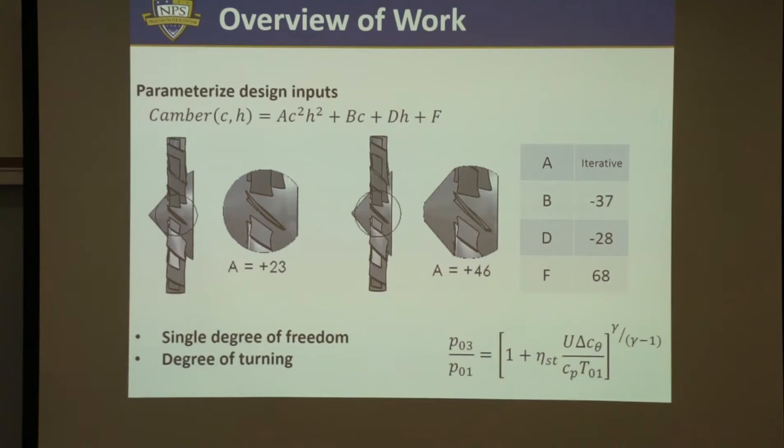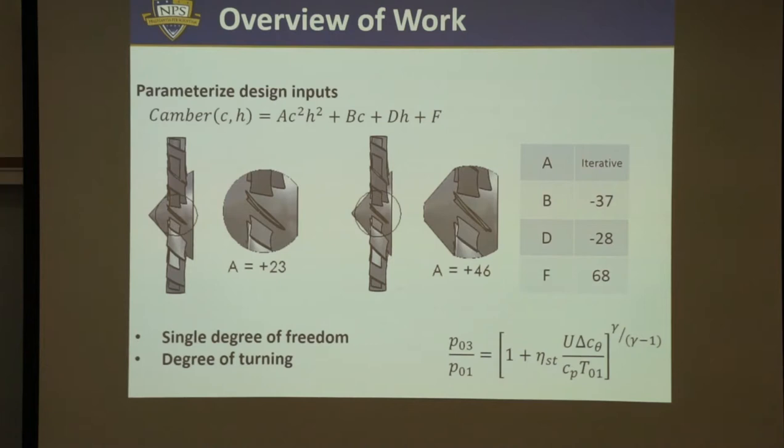So you can see on the left, where A is 23, we have still a J-shaped curve to the camber. And then when A equals 46, we start to get an S curve for that camber angle. And so the A was chosen as our single degree of freedom specifically because of how pressure ratio is determined. The equation for pressure ratio is reproduced in that lower right-hand corner.